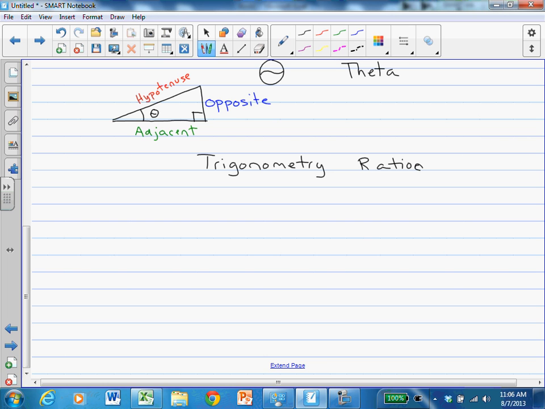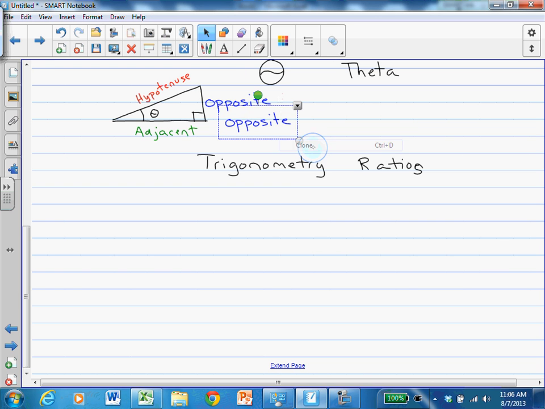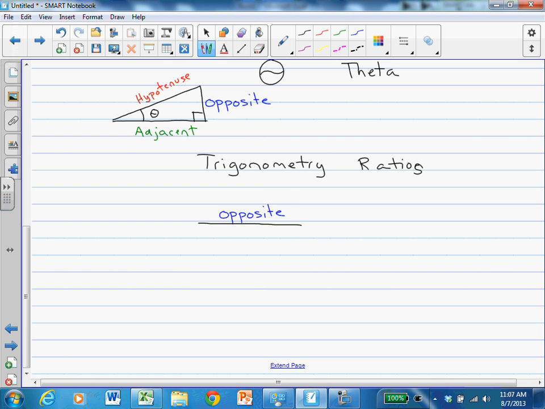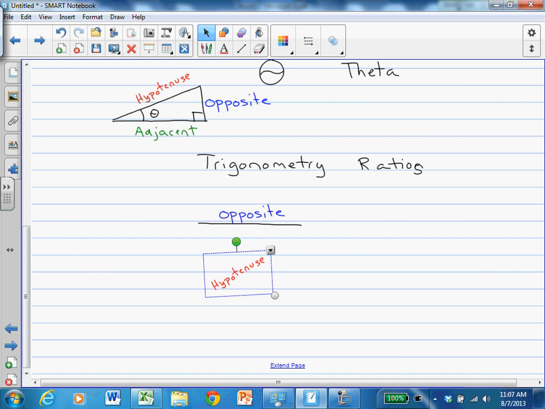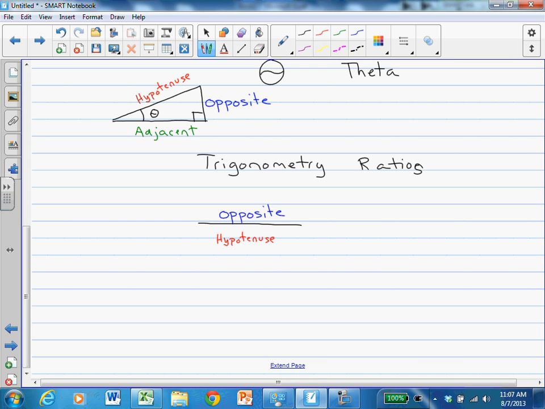We're going to look at three common ones, okay? Now, the first one we're going to look at is the opposite side over the hypotenuse side. What is the opposite over the hypotenuse? That's a ratio of values for this specific theta, and we call that ratio sine. So sine for that angle theta equals the opposite side over the hypotenuse.